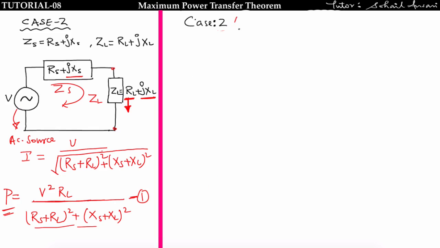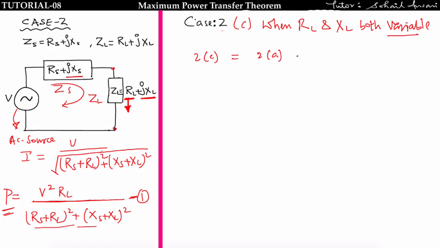Now see case 2C, when RL and XL both are variable. This case 2C is the sum of case 2A plus case 2B. In case 2A, what are we finding? We are finding the value of RL while XL is fixed. In case 2B, what are we finding? We are finding the value of XL when RL is fixed.